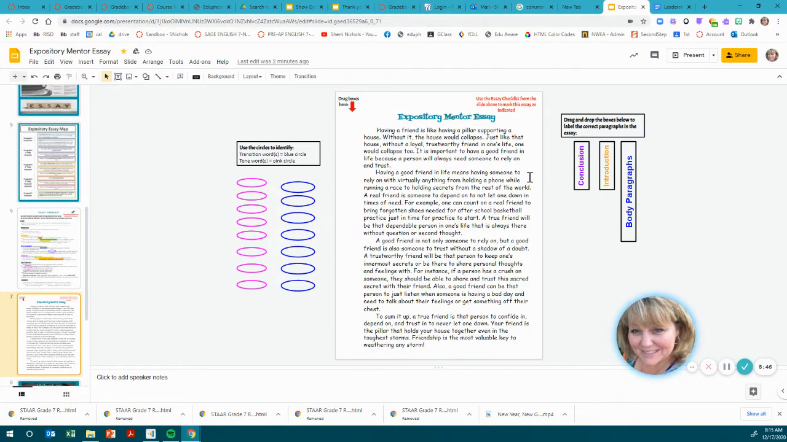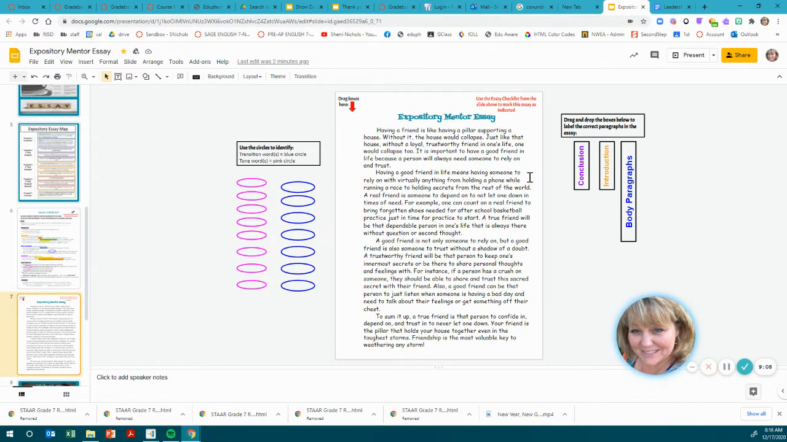A good friend is not only someone to rely on, but a good friend is also someone to trust without a shadow of a doubt. A trustworthy friend will be that person to keep one's innermost secrets or be there to share personal thoughts and feelings with. For instance, if a person has a crush on someone, they should be able to share and trust this secret, this sacred secret, with their friend.